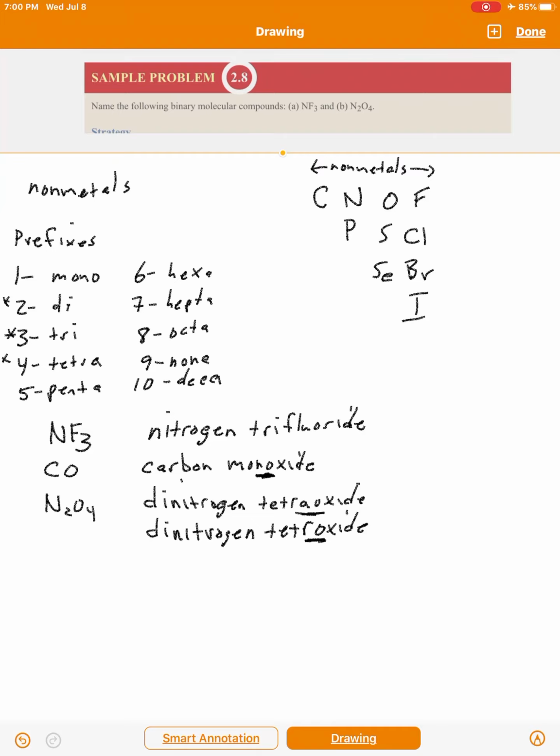Let's try one more. Let's do SF6. Okay, first element sulfur. Remember, no mono for the first element. Second element is fluorine, so that gets changed to fluoride. 6 is hexa. So hexafluoride. Okay, that's essentially how it works. 2 nonmetals, right? These are called molecular compounds. So those are different than the ionic compounds.